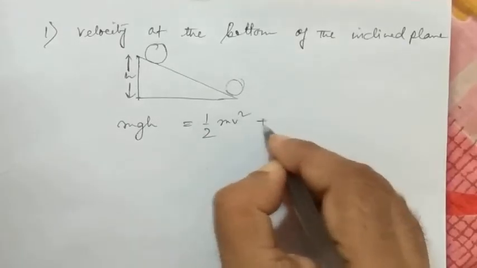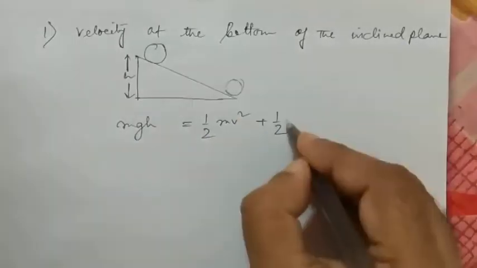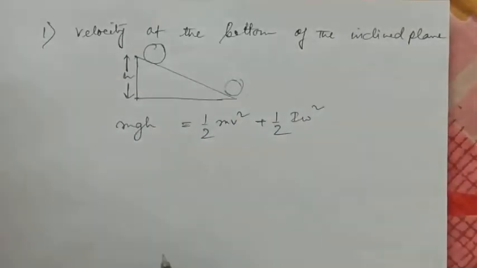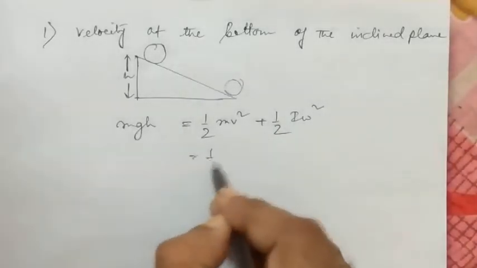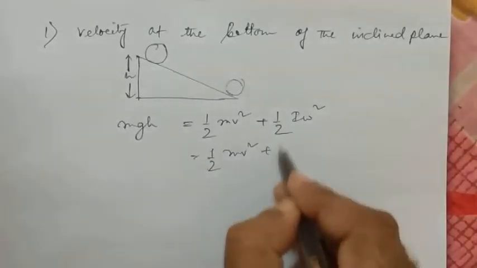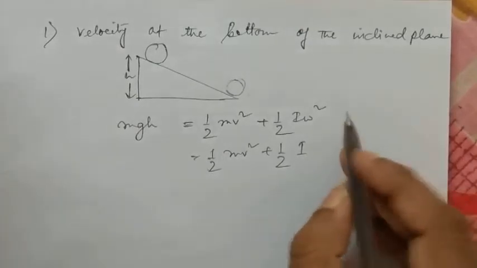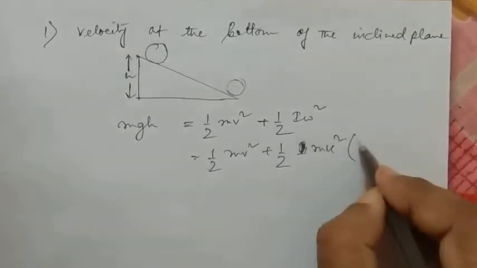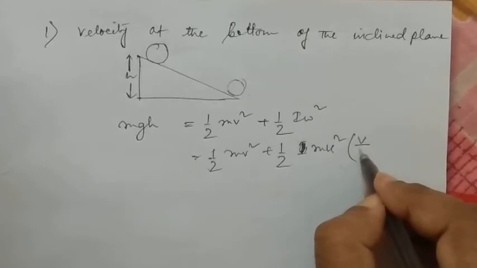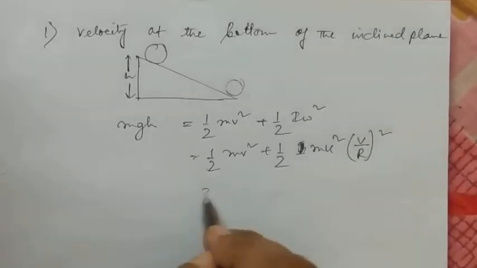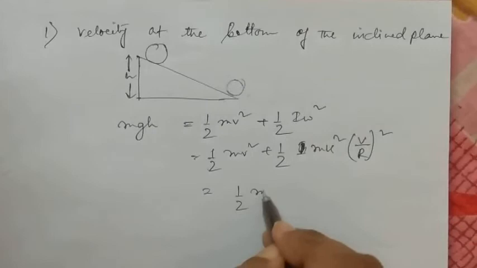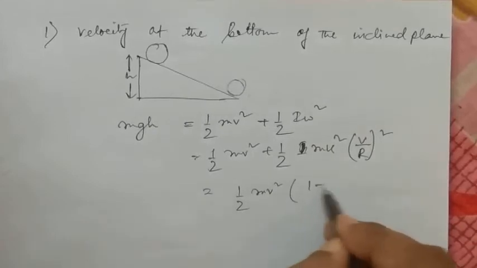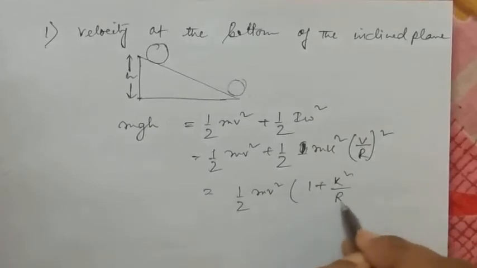Here there will be two kinds of kinetic energies. One is the translational and another is the rotational kinetic energy. So half mv square plus half I omega square, where instead of I we can write mk square, and omega as v by r. So combining these two, we get half mv square common from both, times 1 plus k square by r square.